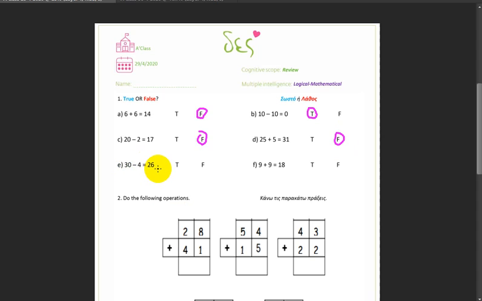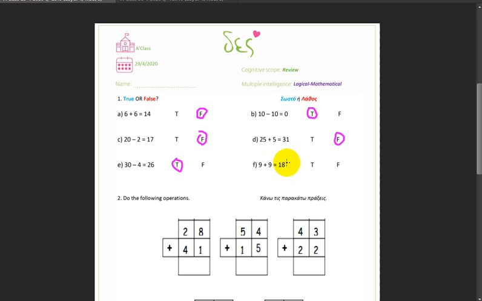Next up, we have 30 minus 4. So I'm going to count 4 backwards because this is subtraction, from 30. So 29, 28, 27, 26. So true.